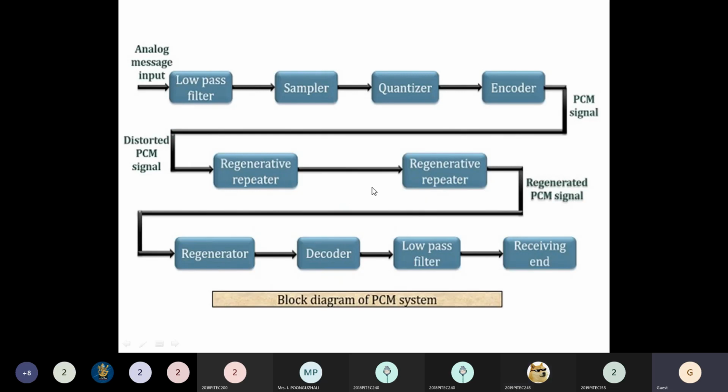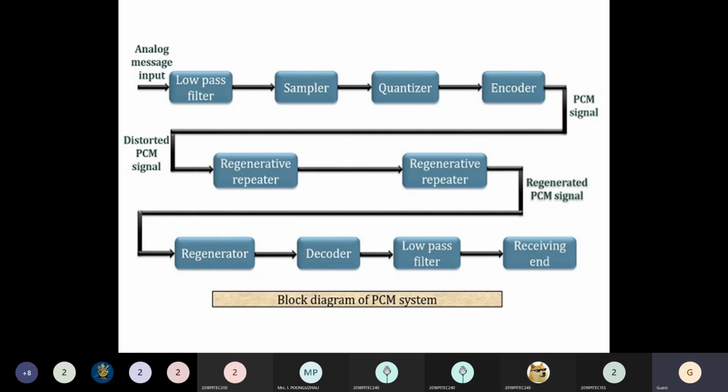The analog message input goes to a low pass filter. The low pass filter is used to avoid high frequency components. Simply, the noise signals are high frequency components. The low pass filter allows only low frequency components, and our message signal is simply a low frequency component. Then it goes to a sampler. By using the sampler, we get the sampled signal.